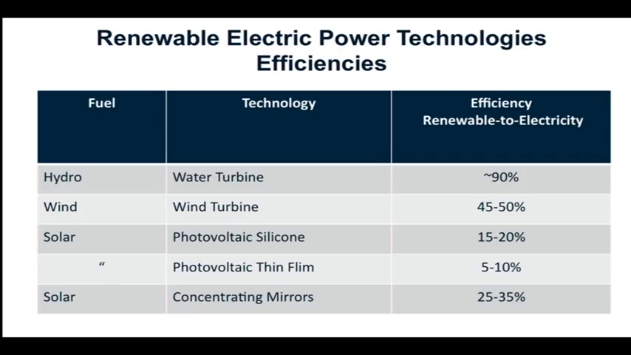Then we get to solar. There are two kinds of solar technologies, photovoltaic technologies, in addition to the solar thermal technology that we'll get to in a minute. But you have the photovoltaic silicon and the photovoltaic thin film.